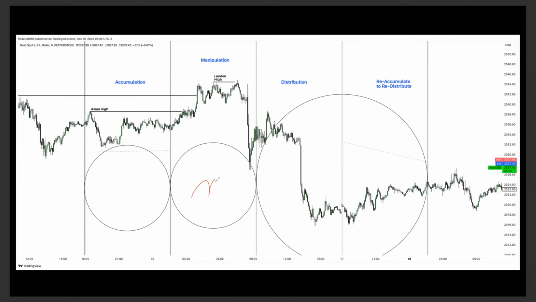And once we start the manipulation, the distribution, we will take 2 intervals. Now, there is an edge case over here. But in general, after the manipulation, you'll be facing the distribution, followed by the reaccumulation, which will then redistribute.